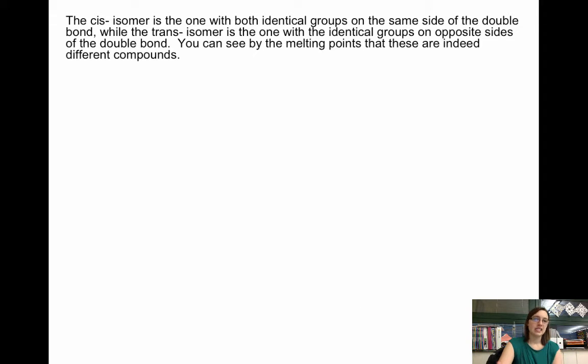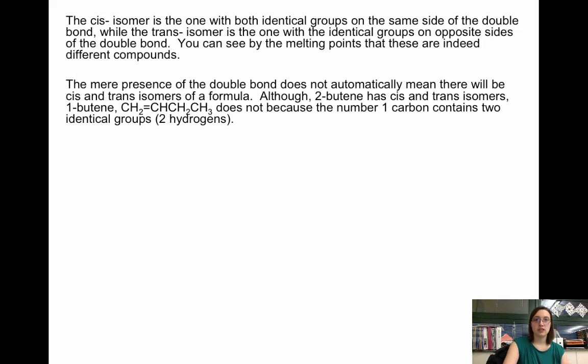Like I said, the cis isomer is the one with both identical groups on the same side of the double bond, while trans has them on opposite sides. And you can see by the melting point that they're different. Now, if you have a double bond, that doesn't automatically mean you're going to have cis-trans isomerism. Sometimes you do, sometimes you don't.